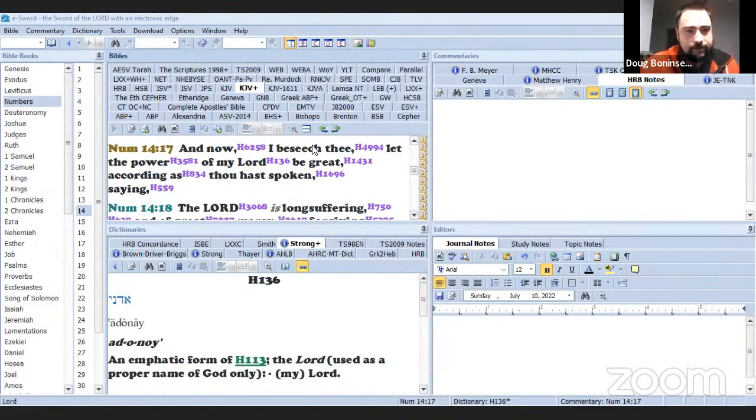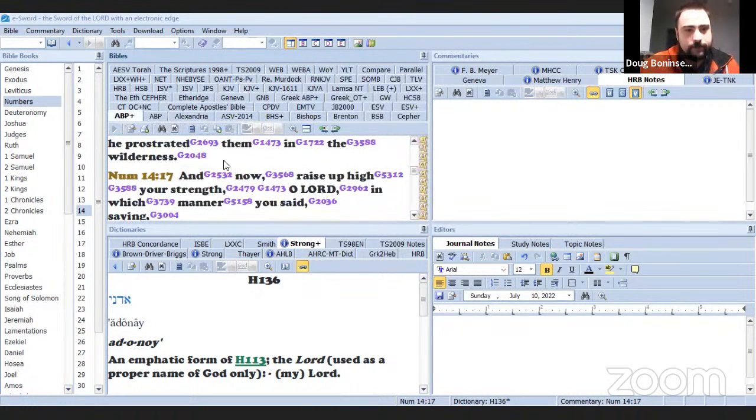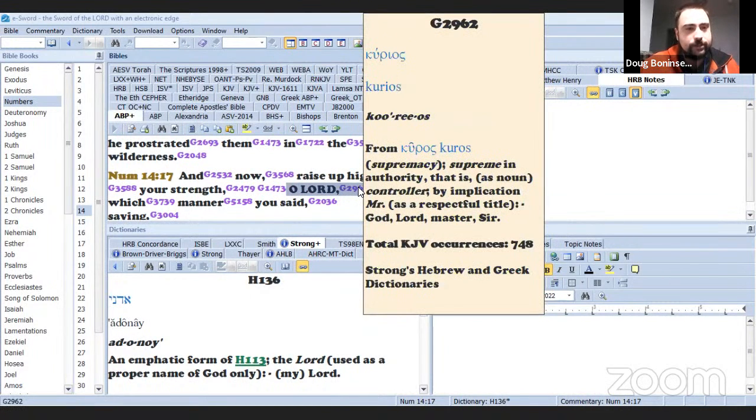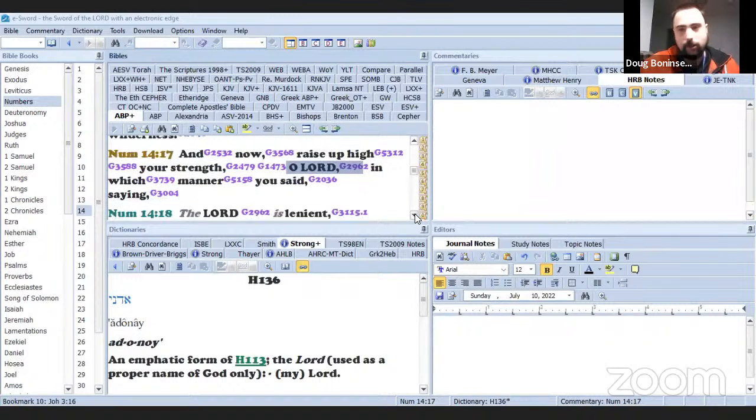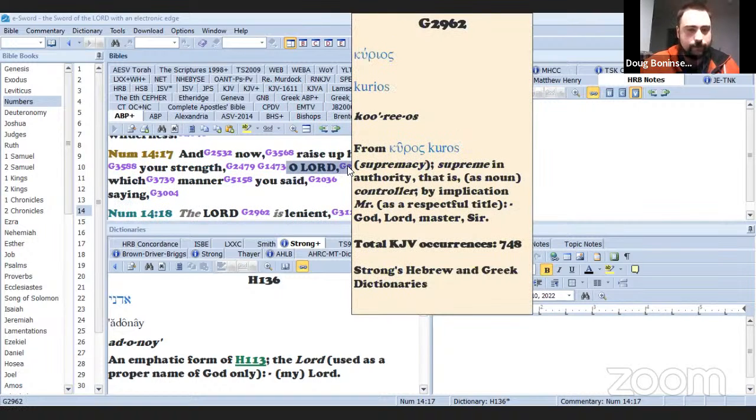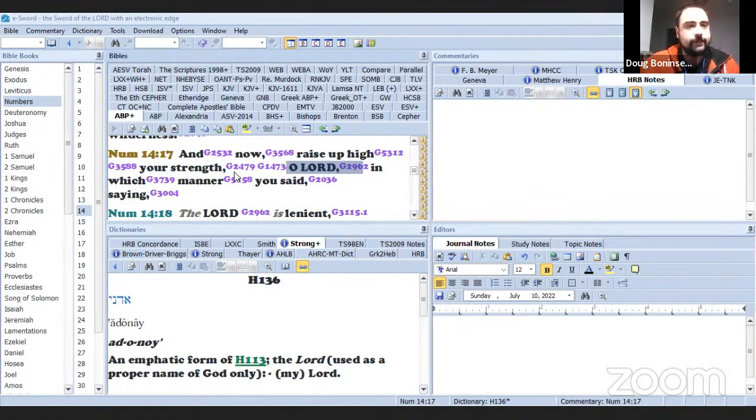Here we go. So it says, "And now I beseech you, let the power of my master, Adonai," lowercase Lord there, Adonai. Like I said before, if you go to the Septuagint, "And now raising up high your strength, O Yahuwah," kurios. The majority of the time, kurios, that Greek word, is usually used for the tetragrammaton. It's a Greek substitution for the tetragrammaton. It's the same word used in Romans 10, where it says, all who call upon the name of Yahuwah shall be saved. So it's the same exact Greek word from the New Testament. So that's the major difference there in Numbers 14 verse 17.